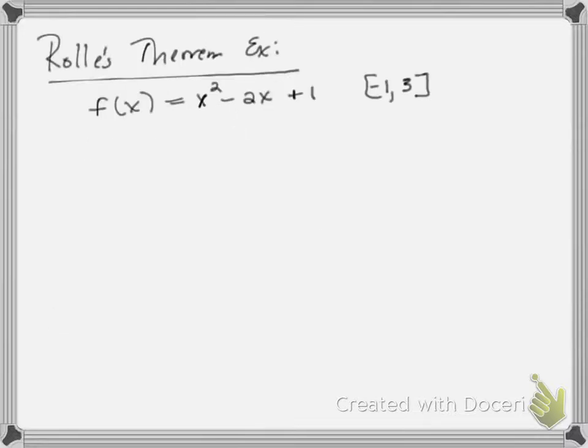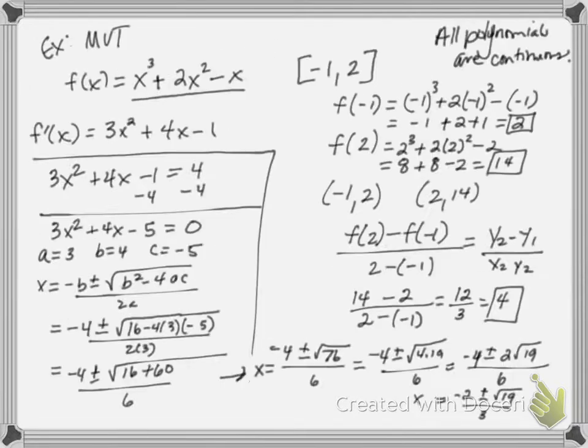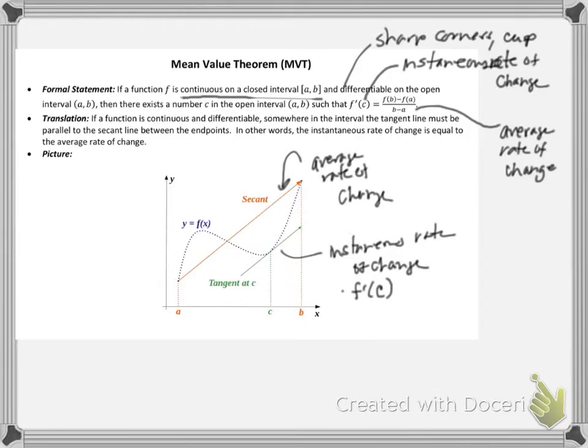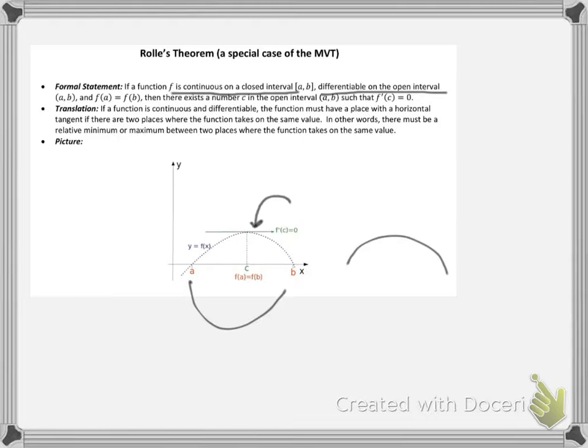All right. This is an example of Rolle's theorem. So according to Rolle's theorem, the function has to be continuous on a closed interval and differentiable on an open interval. And f of A and f of B, the y values for A and B, must be equal to each other. Then you can apply Rolle's theorem, which states there exists a C in the open interval AB such that the derivative at C is equal to 0.